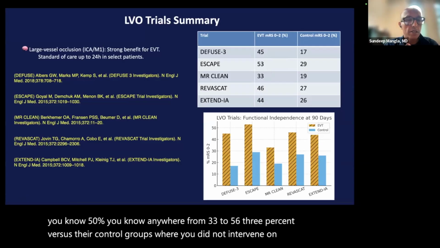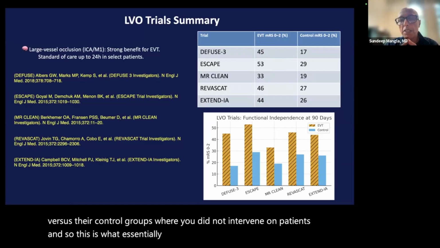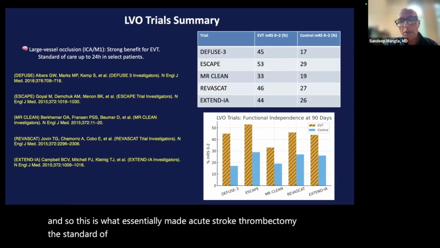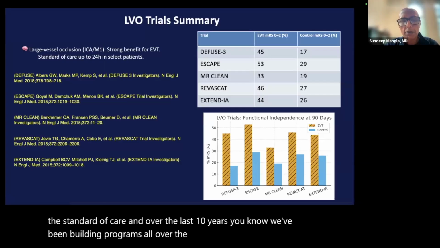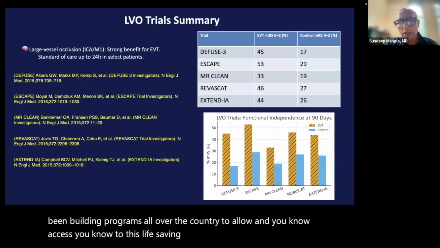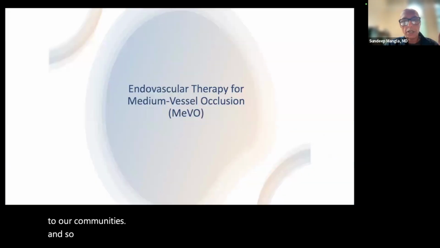And so this is what essentially made acute stroke thrombectomy the standard of care. And over the last 10 years, we've been building programs all over the country to allow access to this life-saving care to our communities. And so that's nothing new there. But there are a lot of patients that don't have large vessel occlusions.